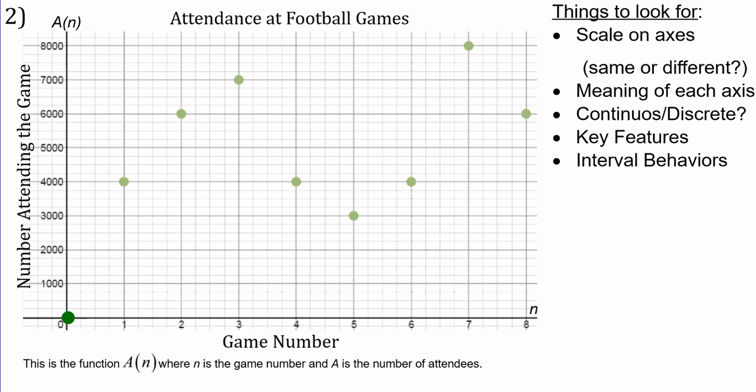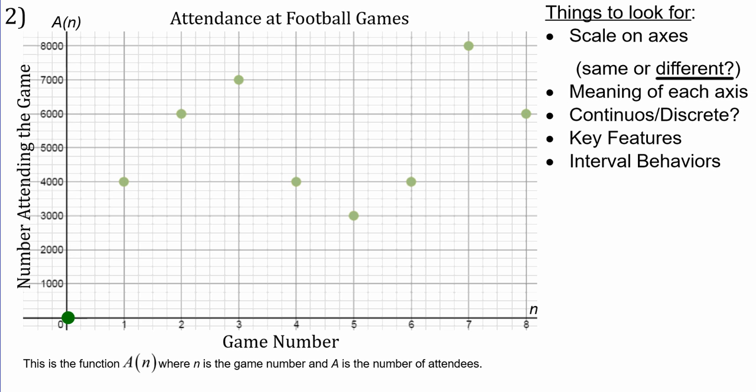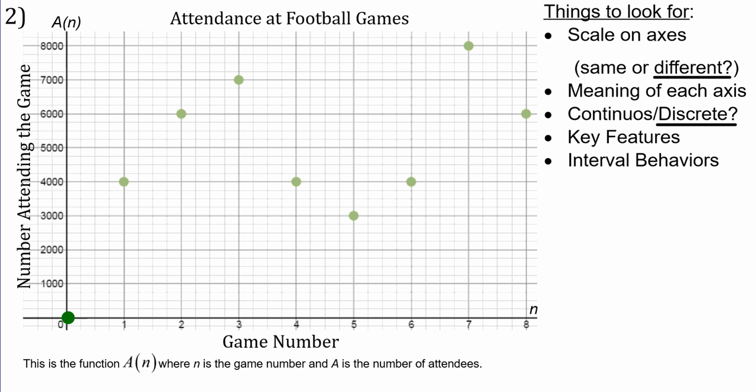Is this function continuous or discrete? Remember, continuous means you're using all the in-between point values on your graph. Well, we can see that's not happening. We have very specific points, so this would be a discrete function. That means that it's going to have very specific inputs and outputs to be used. If it's discrete, we're going to have an individual list for the domain and the range.